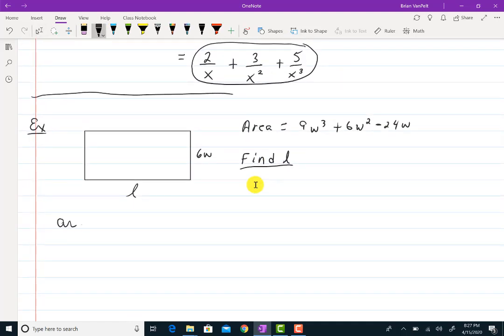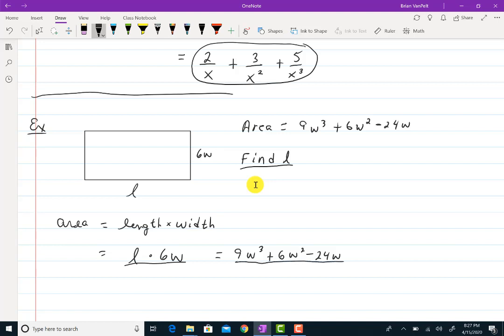Now, the area equals length times width. So here's what we have. We know that that's L times 6w. My L is L and my width is 6w. But I'm also told that that area is equal to 9w cubed plus 6w squared minus 24w. So if I want to find out L, I have to take both sides of this equation and divide by 6w.